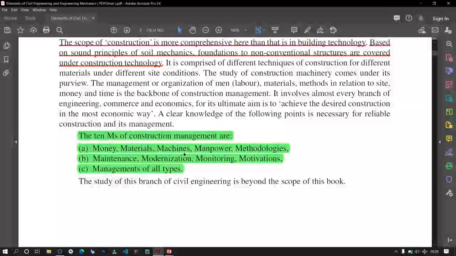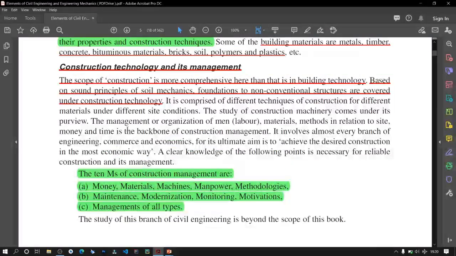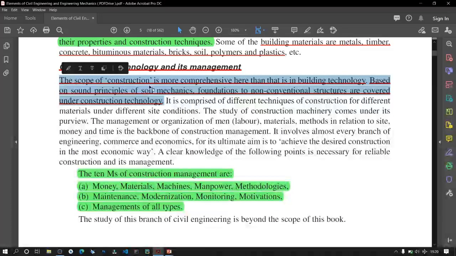If you want, create an additional note. In the note you can write: the scope of construction is more comprehensive here than that in building technology.